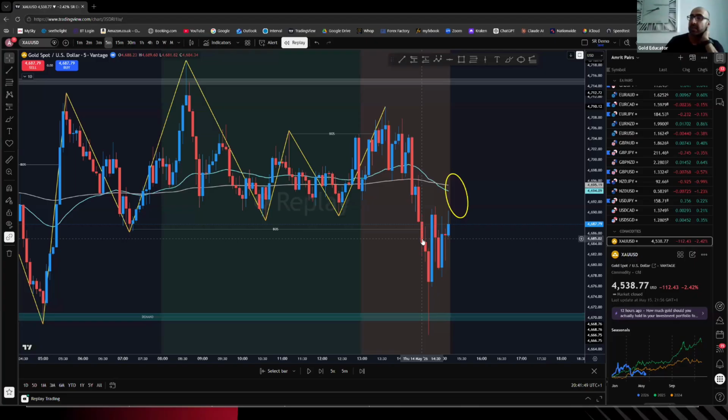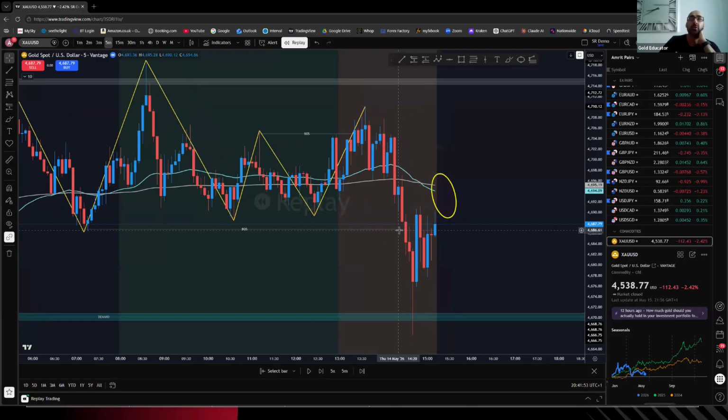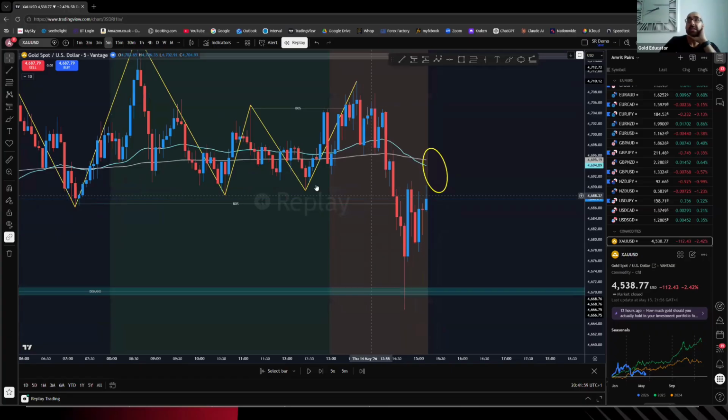So SPX, NAS 100, US 30, they all open around 2:30. So you do tend to see a lot of volume, especially in the stock indices around 2:30. And that can often have an effect on gold as well. So there's been a big move here.